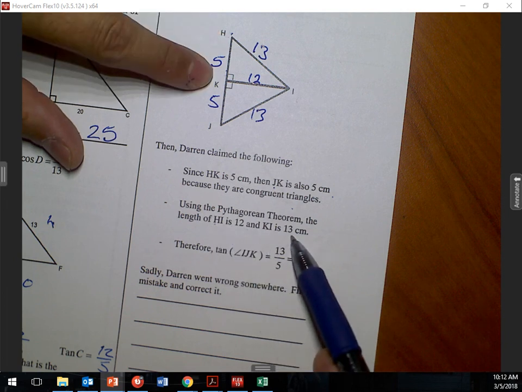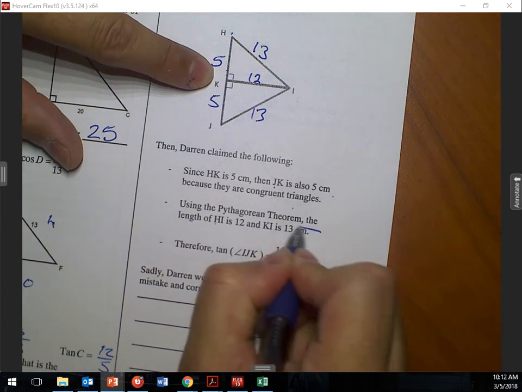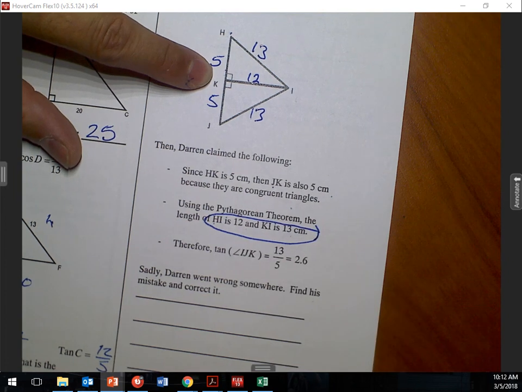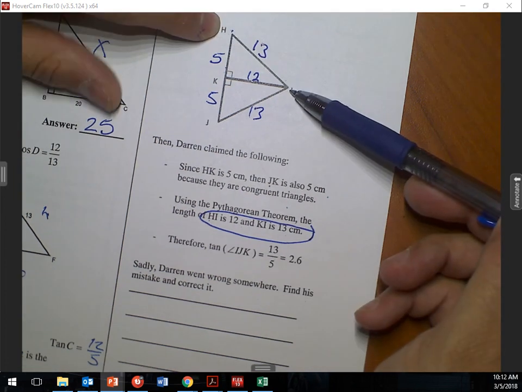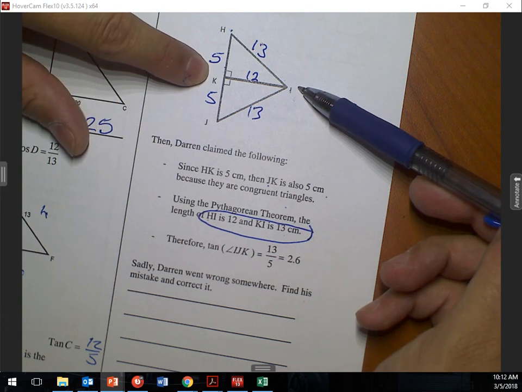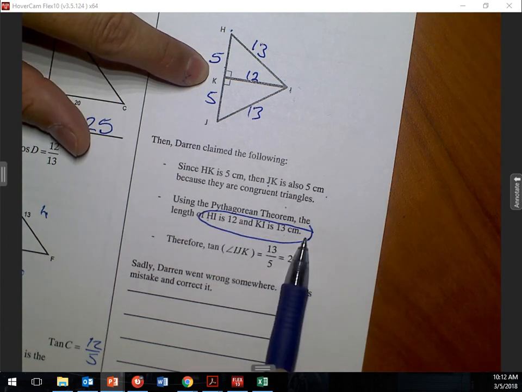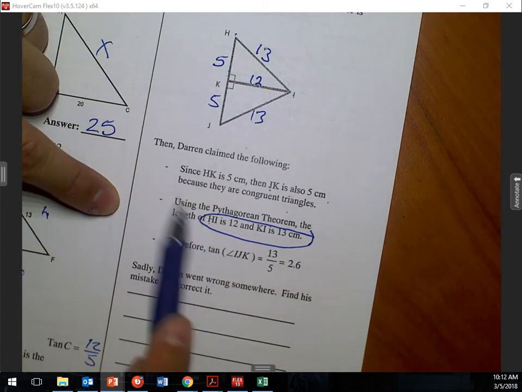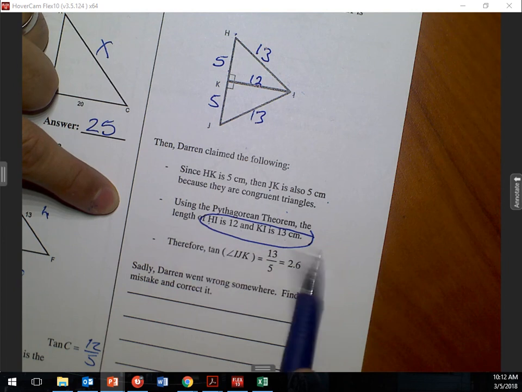Okay, where did he go wrong? On the second one he put that right here. Yeah. Because HI is supposed to be 13 and KI is 12. So this is where the mistake is, right? That's where I went through and actually filled in everything I could at first and then read through this line by line to see if there's a problem. That's where my problem is, right?